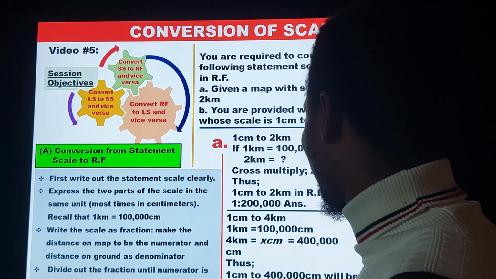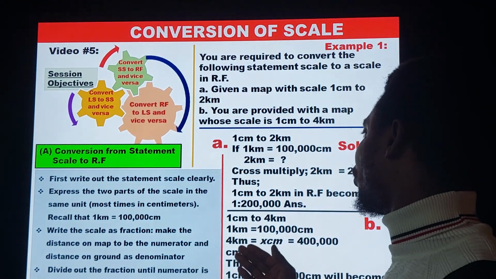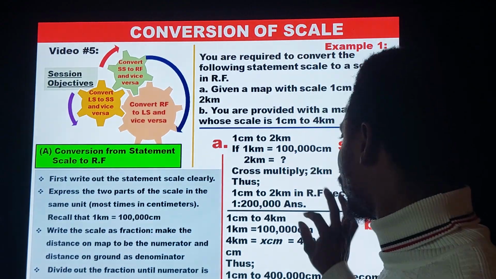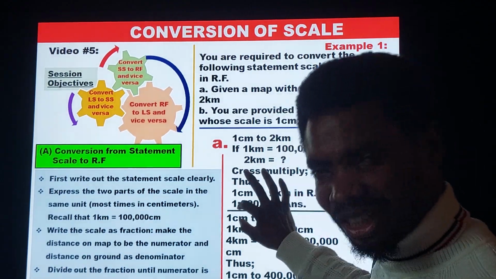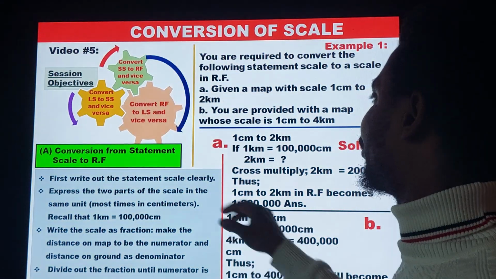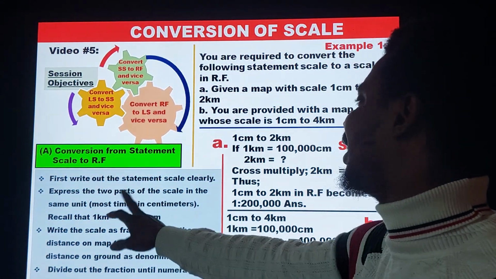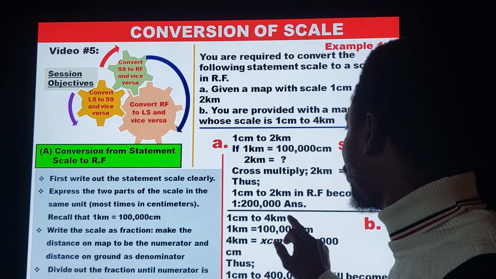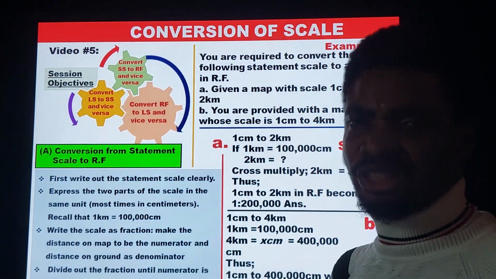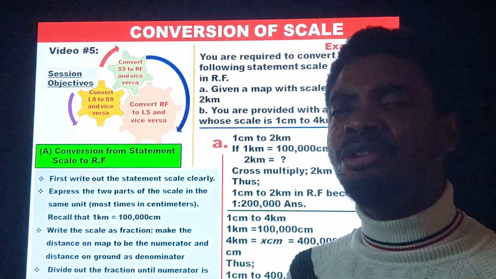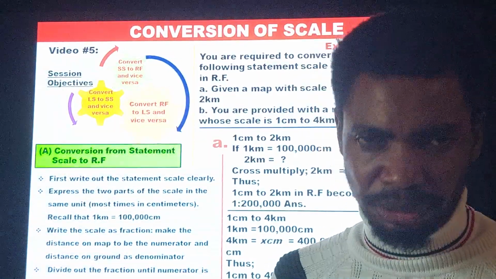This is the second part. You are given 1 to 4 kilometers. So you write out the scale. You write it out clearly. Then you express the two parts of the scale in the same unit. This one is already in centimeter. This 4 kilometers is what you need to convert to centimeter. And 4 kilometers is the same thing as 400,000 centimeters.